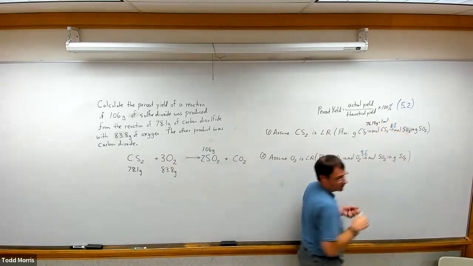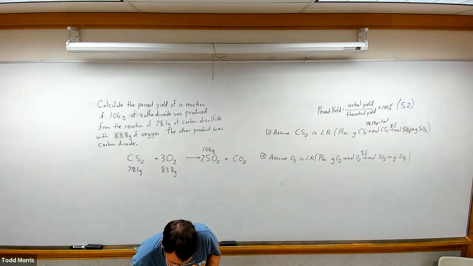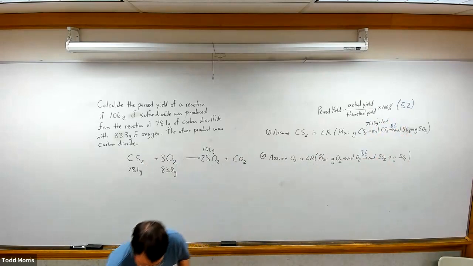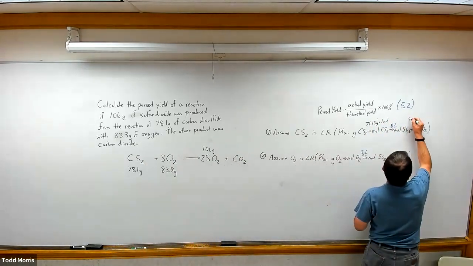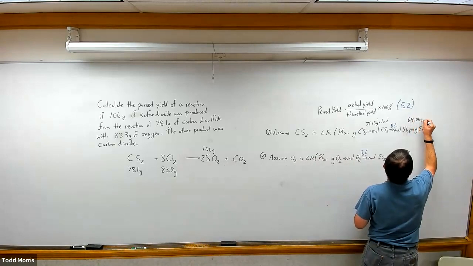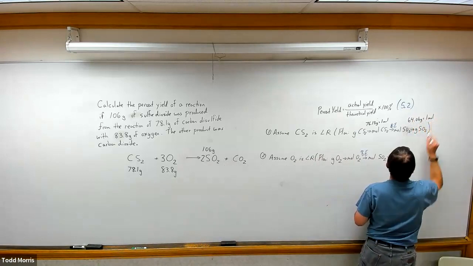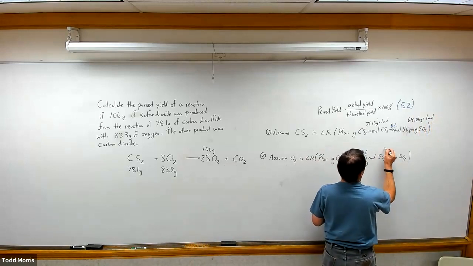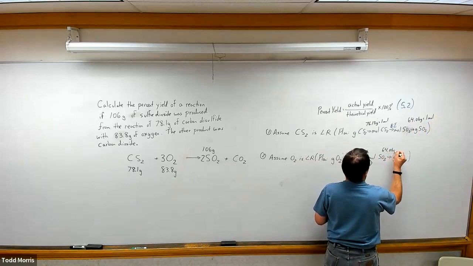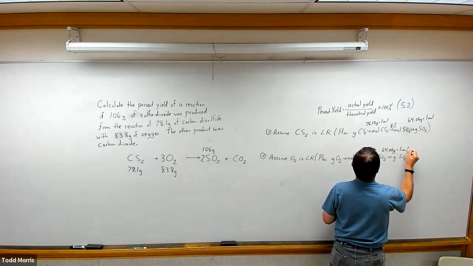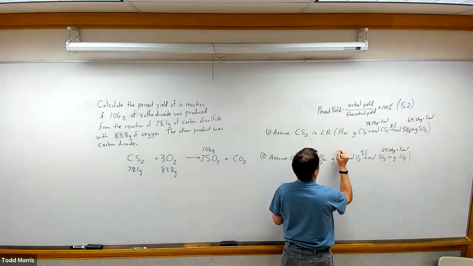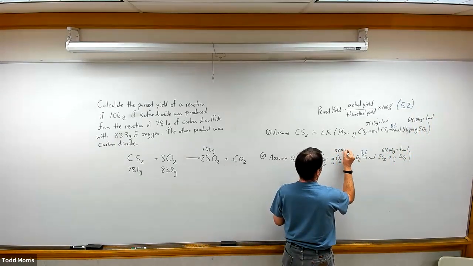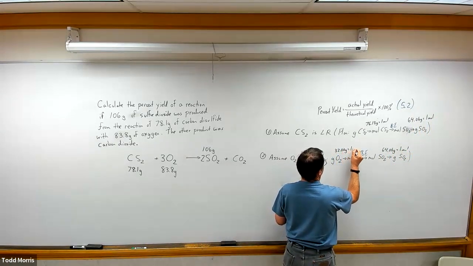For SO2, we have the conversion factor of 64.06 grams equals 1 mole. Of course, that's the same for this calculation. And then finally, we need grams of oxygen to moles of oxygen, and that's the fact that 1 mole of oxygen, O2, is equal to 32 grams.